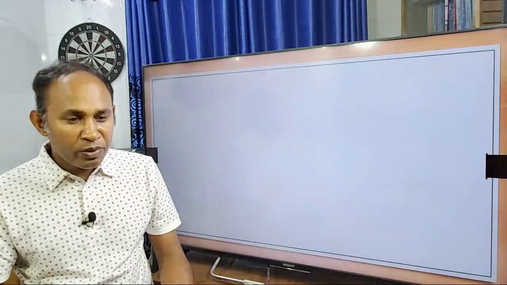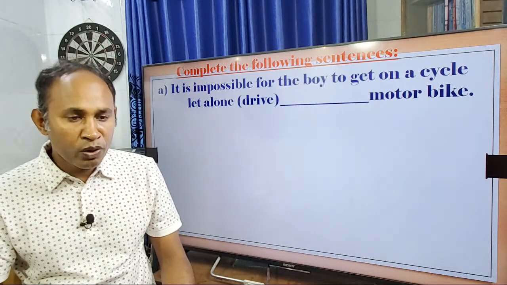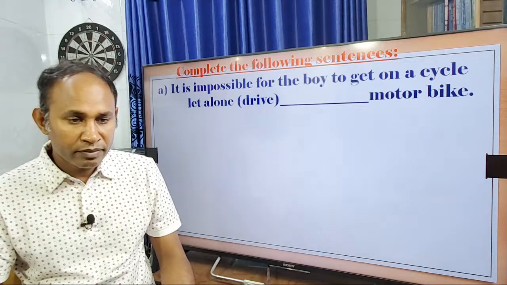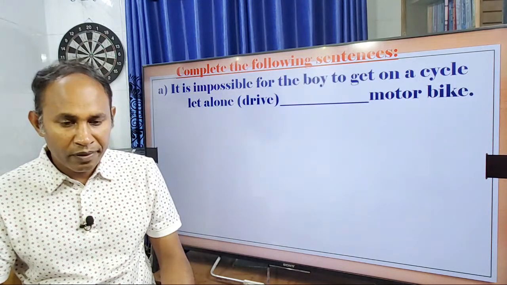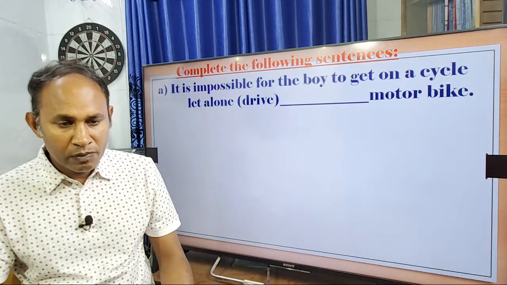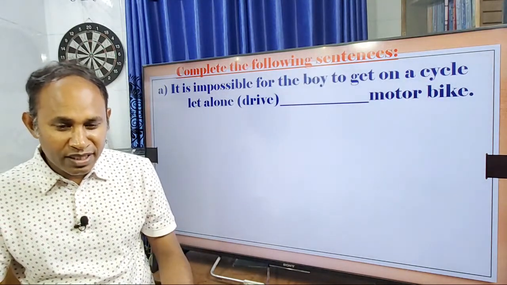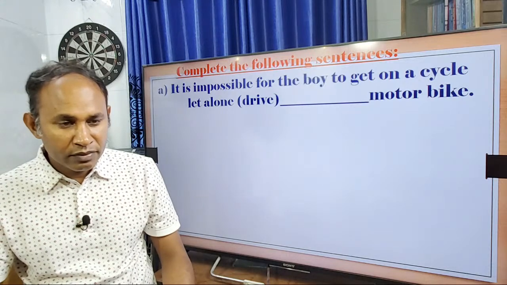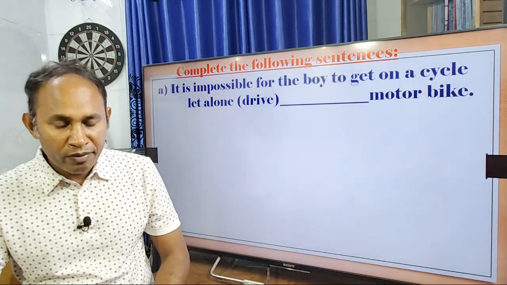This was a bit tough for you probably. So let's see, this is the last slide. Okay, so it is impossible for the boy to get on a cycle, let alone drive motorbike. Would you please write down the answer? Hurry up. We have to finish the test.